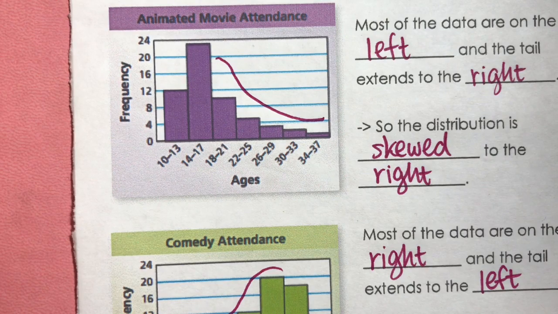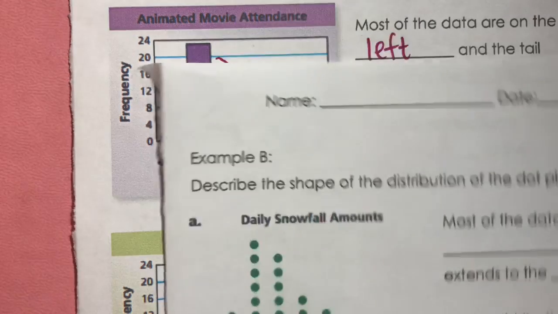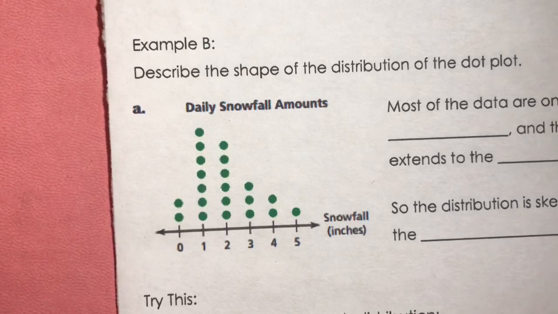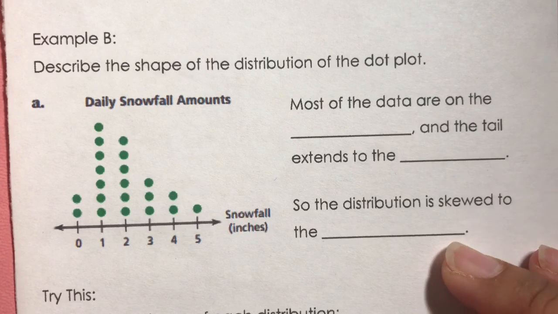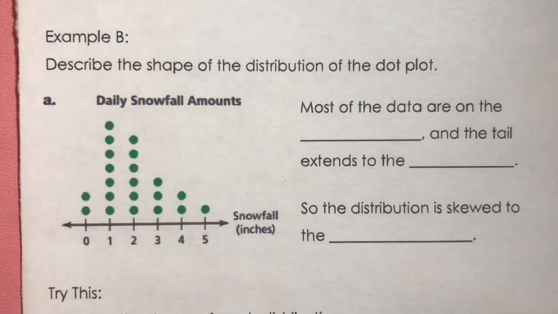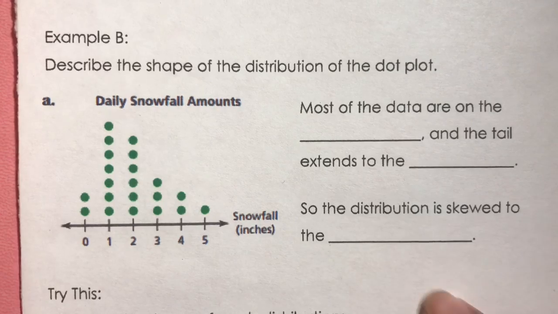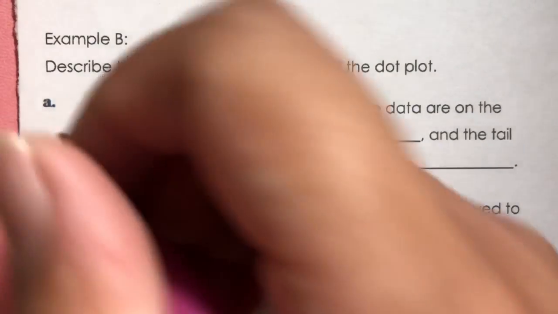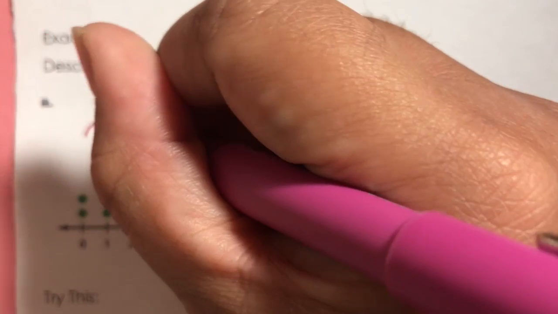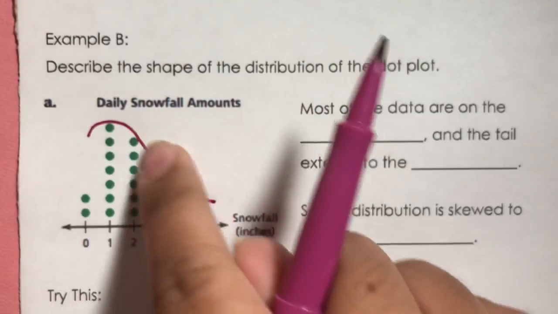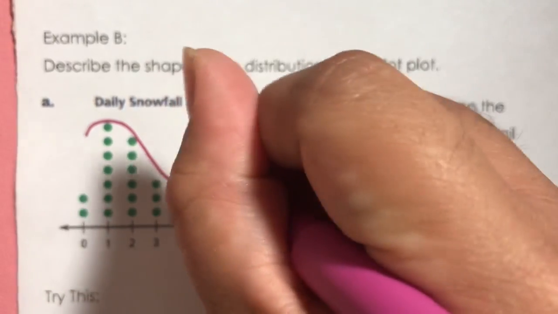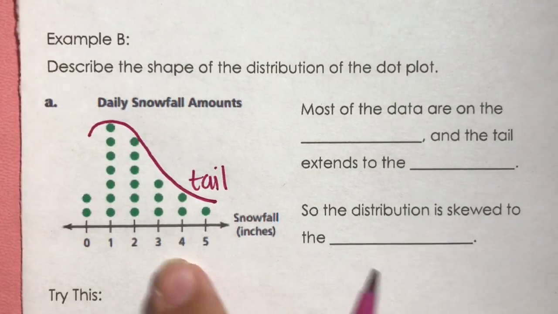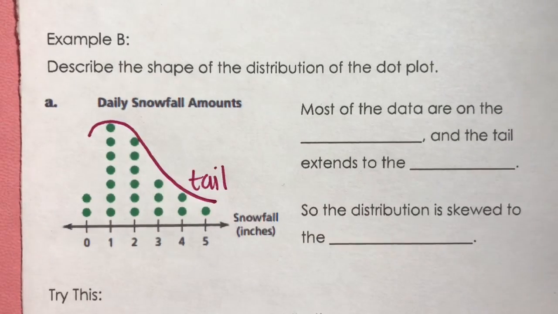Okay, so we're going to do one more example, and this should be your third page of your notes. Example B: describe the shape of the distribution of the dot plot. If you look at this dot plot, again, it's kind of making a hill, and we see that the tail, the smaller amount of data, is starting to fall towards the right. And most of the data are on the left.